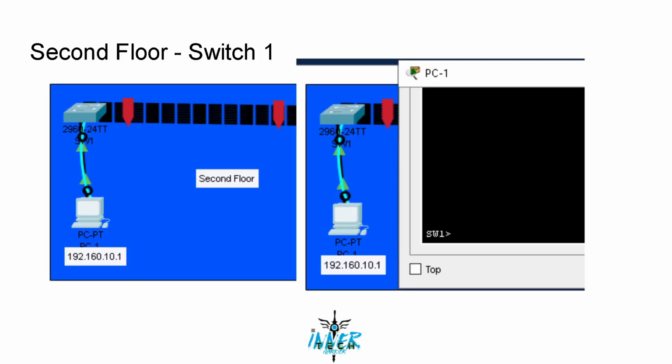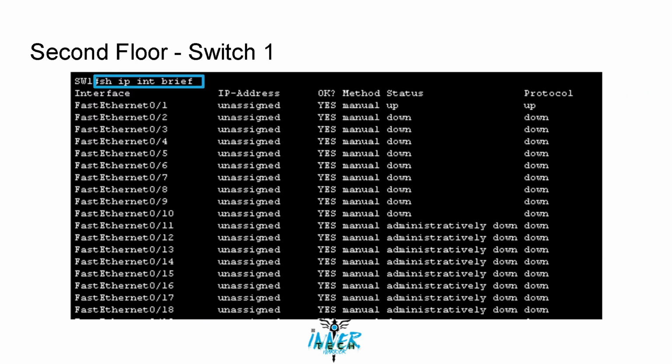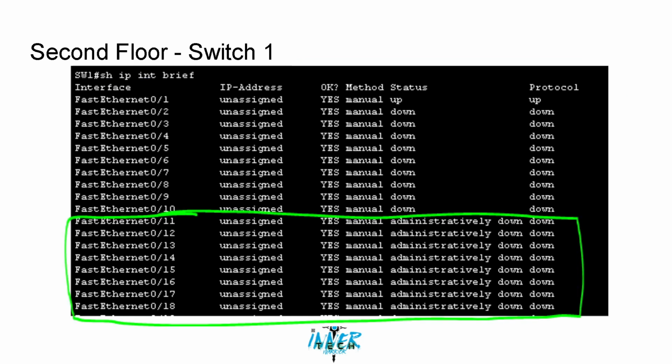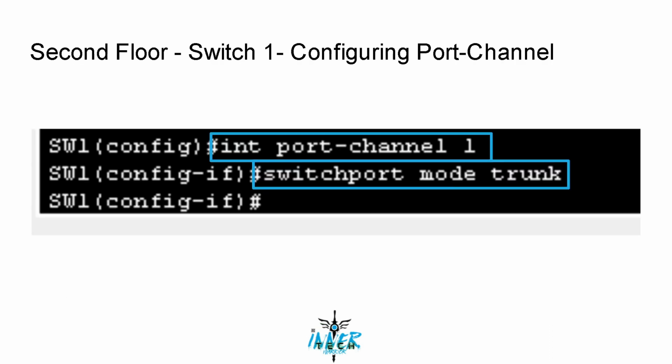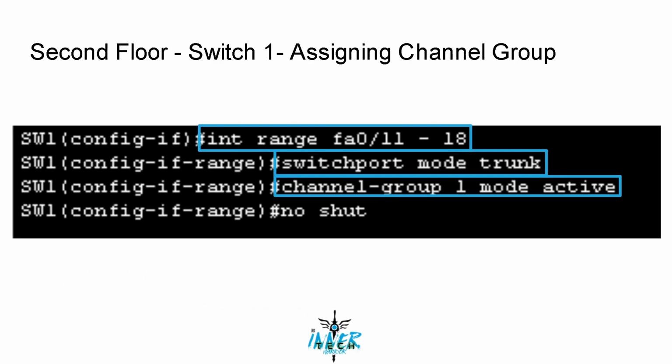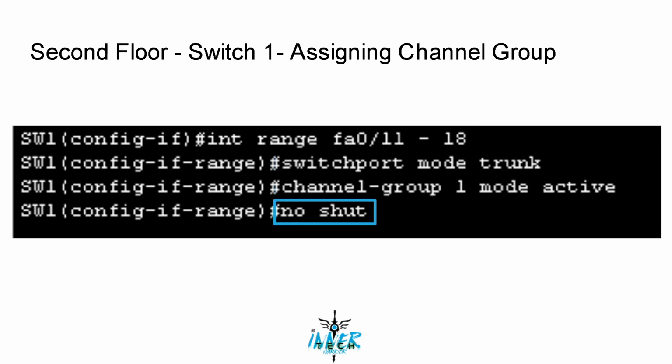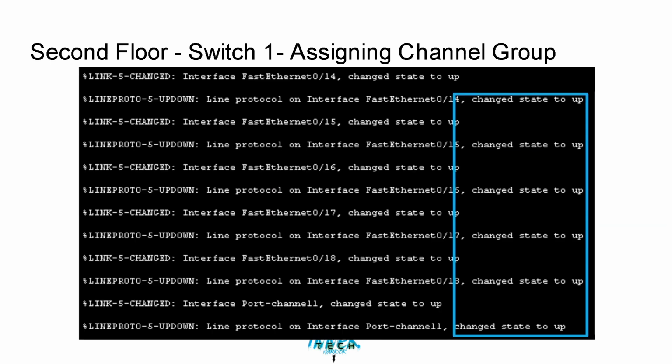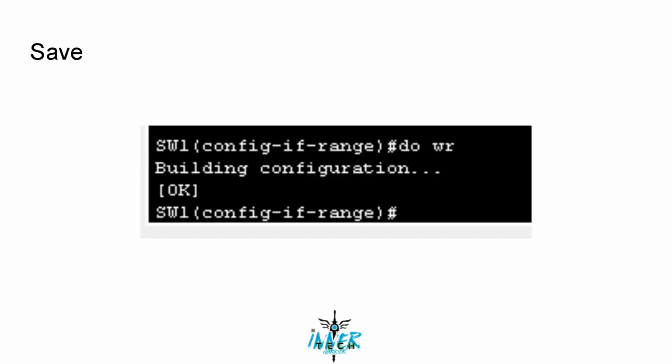Now we're going to move on to the second floor switches. Remember first, we check which interfaces were EtherChanneling together. Looks like the 8 interfaces are these ones that are administratively down at the moment, FA0/11 through 18. Okay, now let's create our port channel. And then assign a trunk and a port channel to the interfaces. Remember, the interfaces are shut down administratively, so we'll want to do a no shut on them. Notice how they all come up on the logs. Now, let's save the configuration.